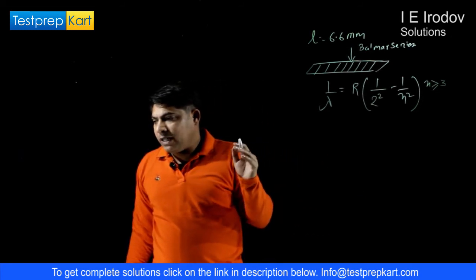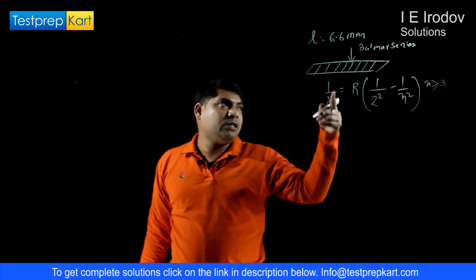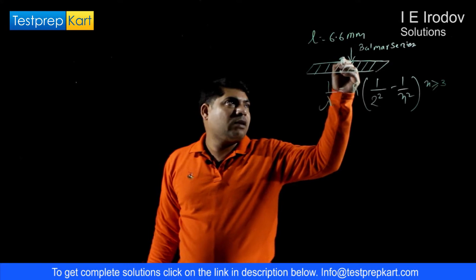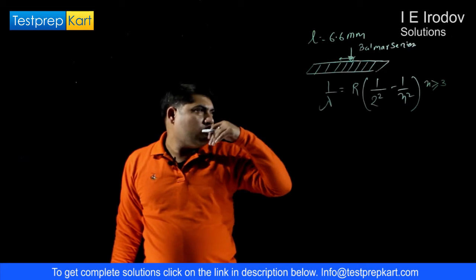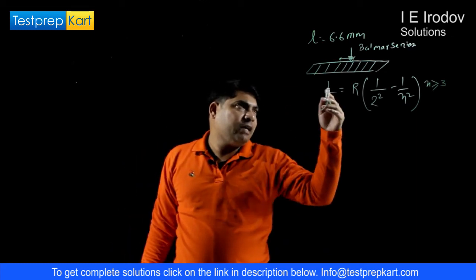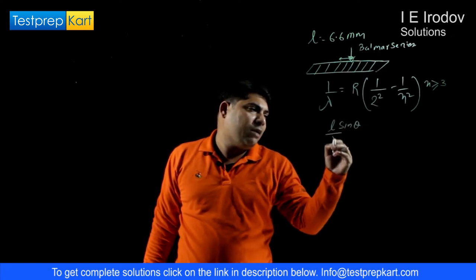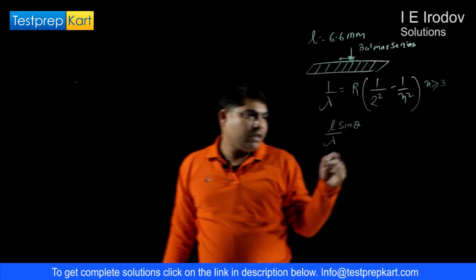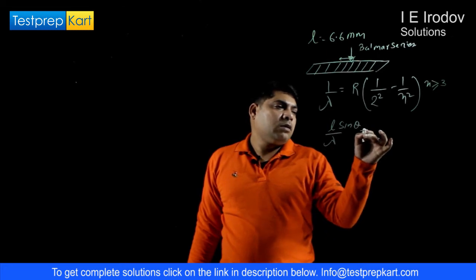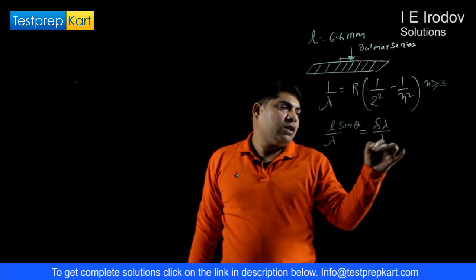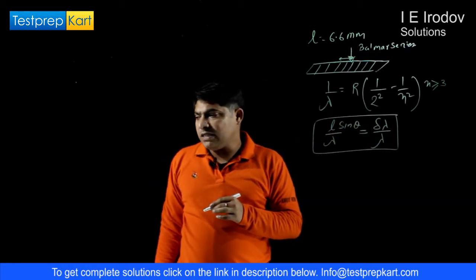Right. So for that we use the resolution limit, for any angle theta. From here we can say that if the angle is theta, then L sin theta over lambda, where lambda is the wavelength of that emission, must be equal to lambda over delta lambda, the resolution limit. So let's start with this problem.